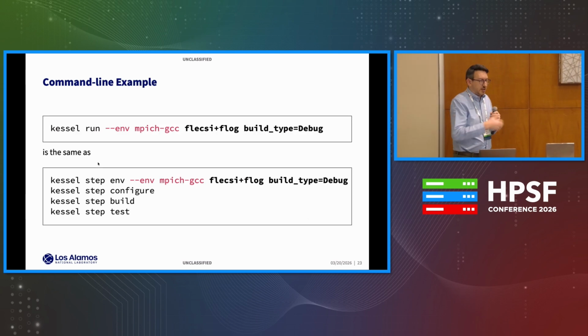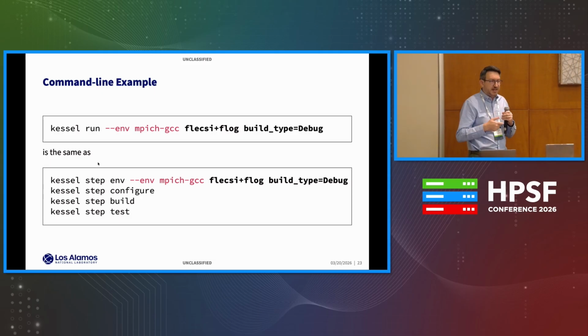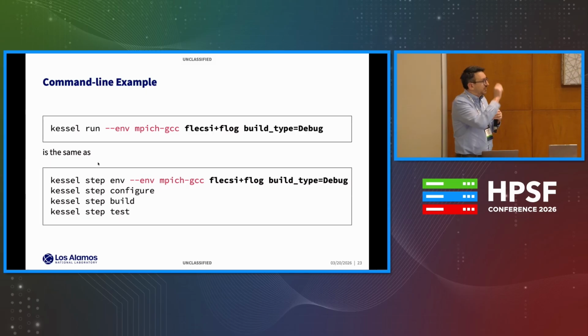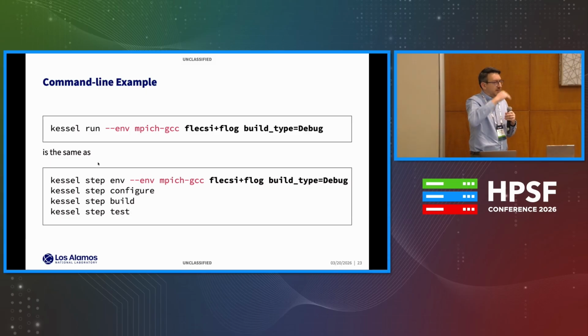Okay, so here's a command line for doing a SPAC-based workflow. In this case, I have a command line option to select a SPAC environment, and then everything else is just a regular spec. And doing this Kessel run is exactly the same as doing Kessel step and then the different step commands. In this case, only the nth step takes command line arguments.